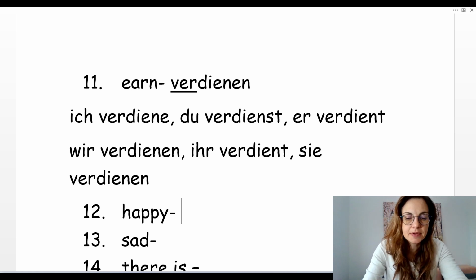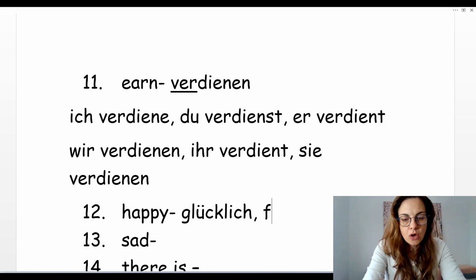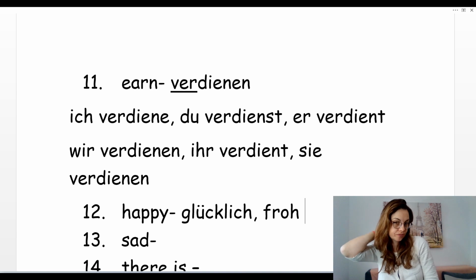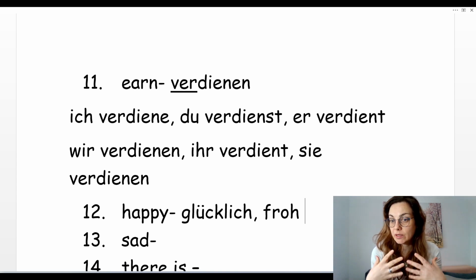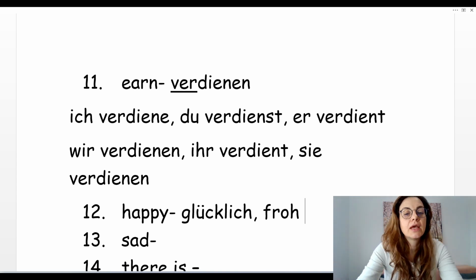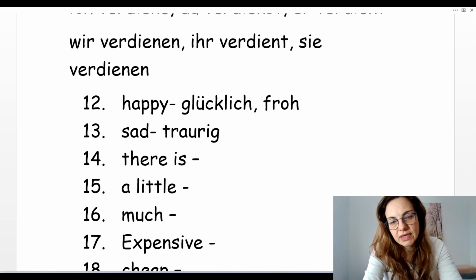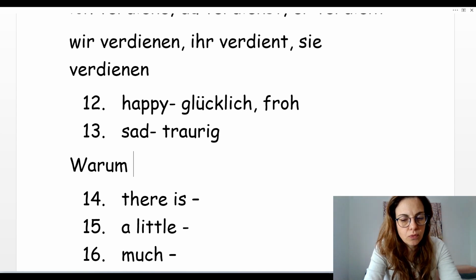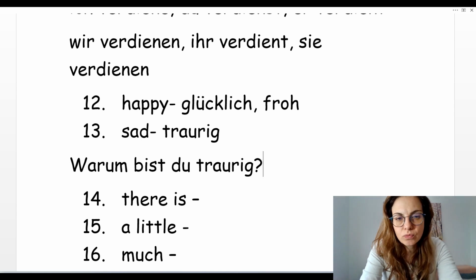Then it's happy. It can be glücklich, oder froh. Ich bin glücklich. Ich bin froh. I'm happy. And sad is traurig. Warum bist du traurig? Why are you sad?